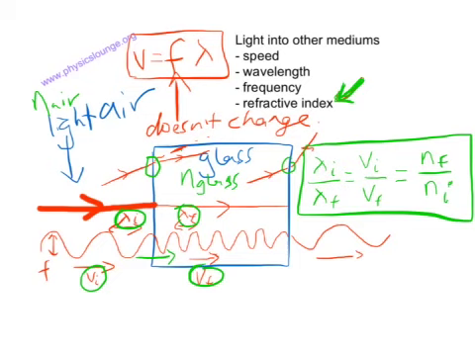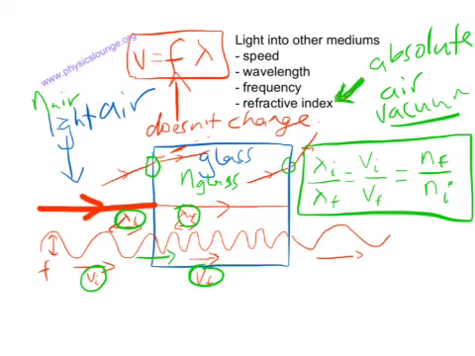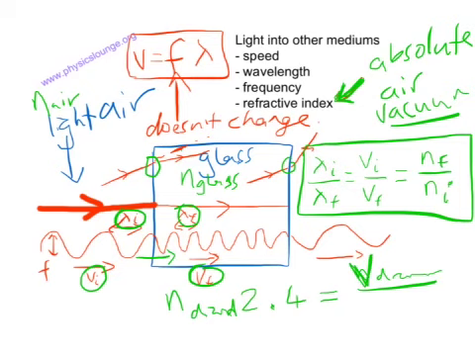Now, most refractive indexes are absolute, that is, they're made with reference to air or a vacuum. So that means you don't, how do we put this? The refractive index of diamond, for instance, is about 2.4, I think. So that would be n in diamond, and that would be the velocity of light in diamond divided by the velocity of light in air.